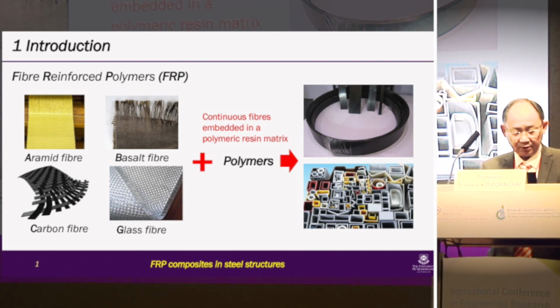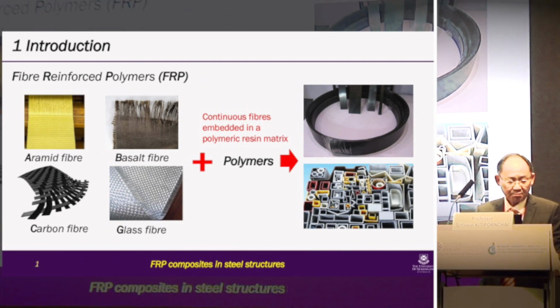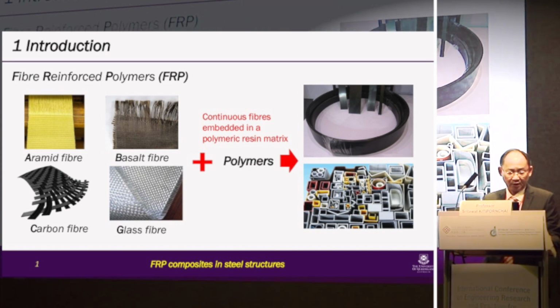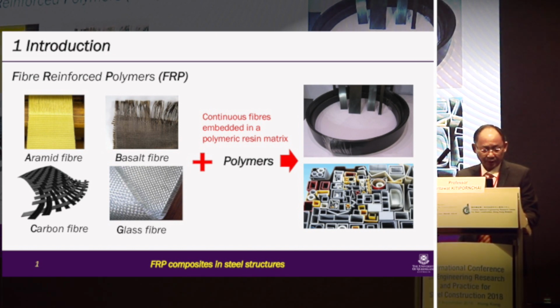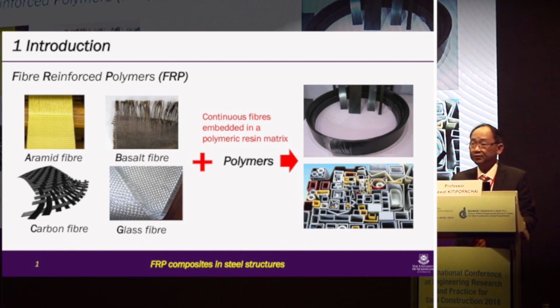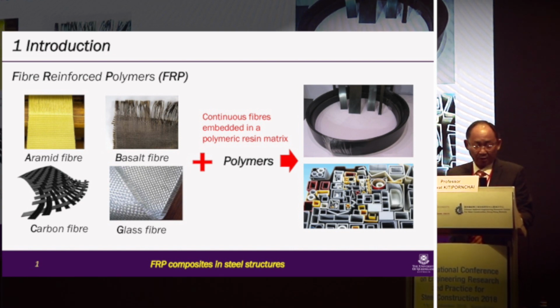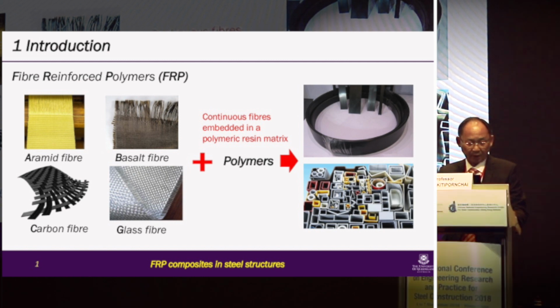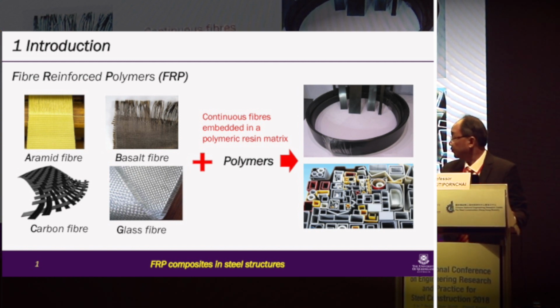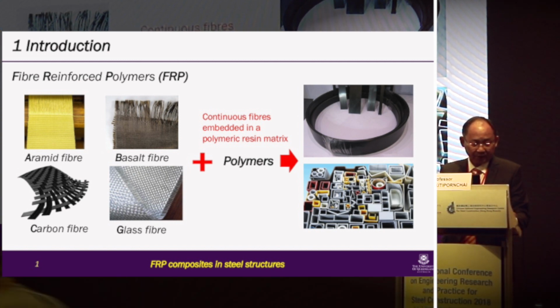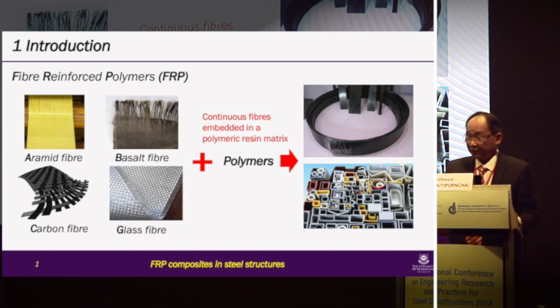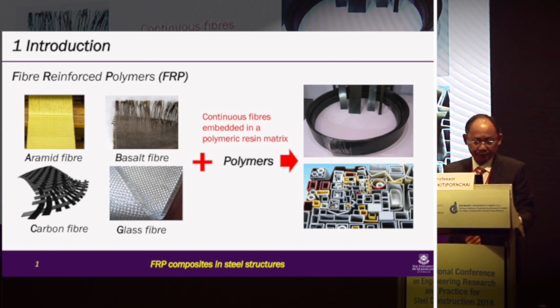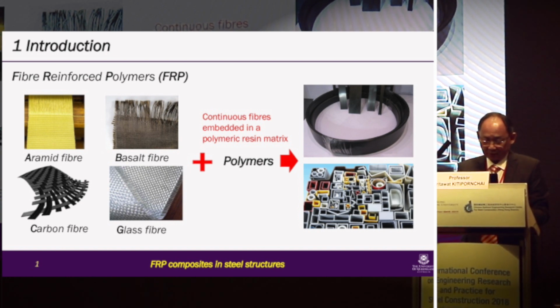Now, FRP or fiber reinforced polymer are made using continuous fibers, which are embedded in polymer resin matrix. The types of fiber used in civil engineering include aramid fiber, asphalt fiber, carbon fiber, and glass fiber. And FRP products typically come as FRP fabric, pultruded plates, or pultruded profiles.